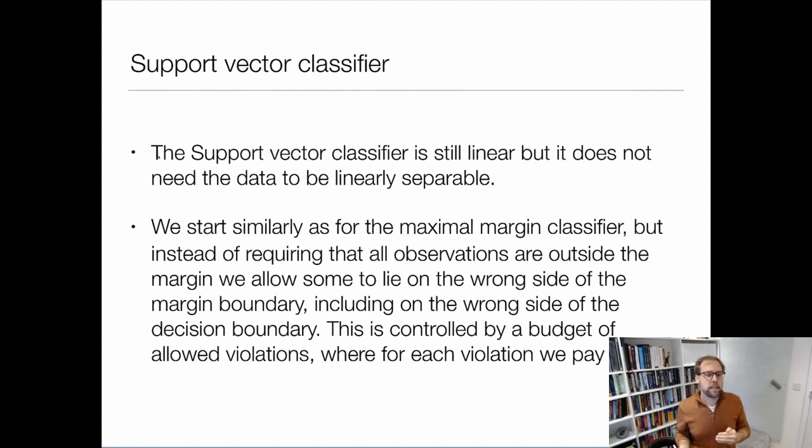And the basic idea is that before, we needed linearly separable data because we needed the points to be all on the right side of the margin. Now I'm saying, actually I'm allowed to be on the wrong side of the margin, even on the wrong side of the decision boundary, but I'm keeping track of those violations, and I'm not allowing too many of them. So that's the basic idea in words.